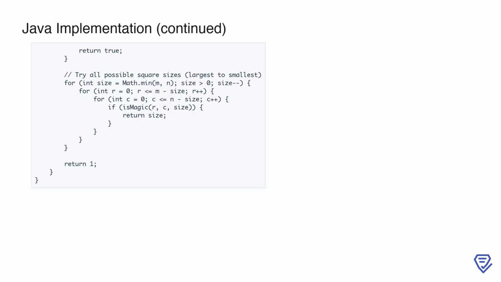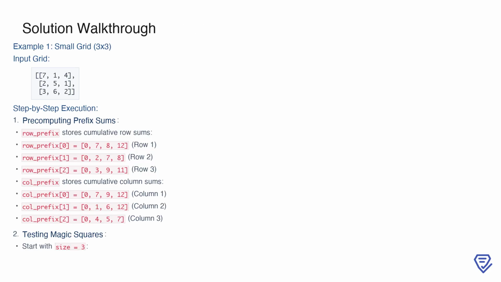If no magic square larger than 1 times 1 is found, the function defaults to returning 1, as every individual cell in the grid qualifies as a trivial magic square. This completes the implementation, providing an efficient way to solve the problem by leveraging prefix sums and systematic checks for the magic square properties. Here, we begin by exploring a 3x3 grid to understand how the algorithm identifies the largest magic square. First, we compute the prefix sums for both rows and columns.